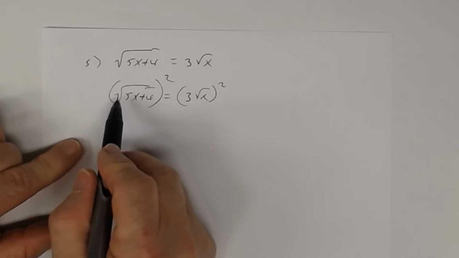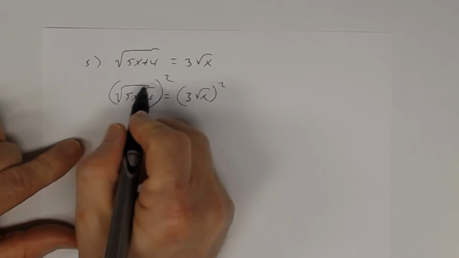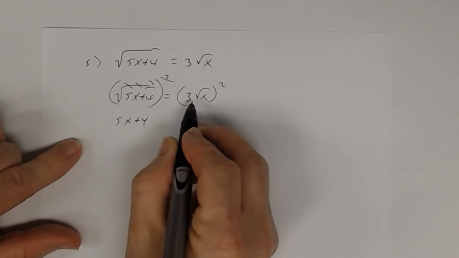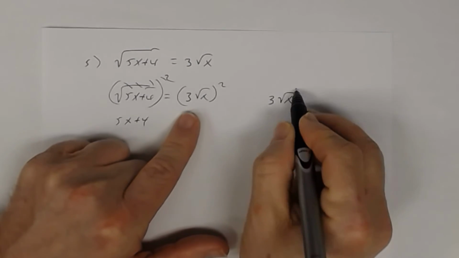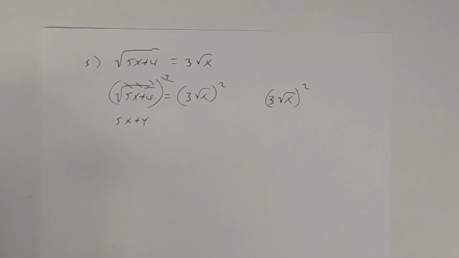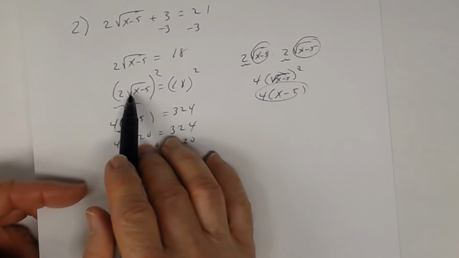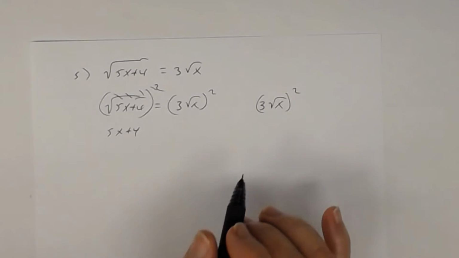All right? This side's easy because from our previous discussions, you know that the square and the square root will undo each other. So you get 5x plus 4. Now be careful over here. So watch. 3 times the square root of x, squared, right? That is very similar to something we had earlier, where you had 2 square root of x minus 5 and you're squaring it. So remember this right here? That's that same idea.